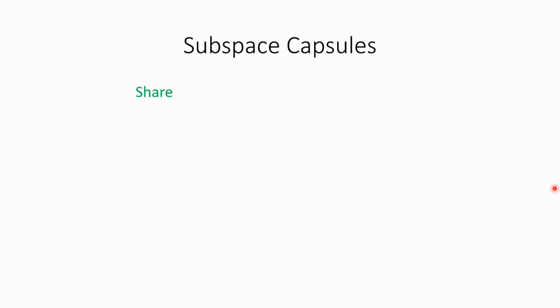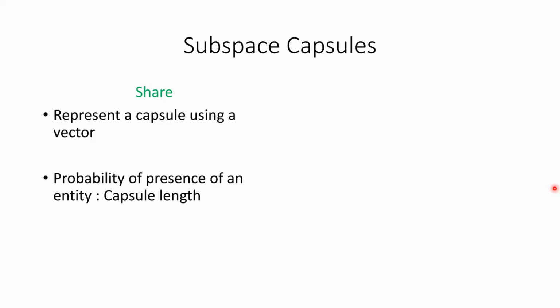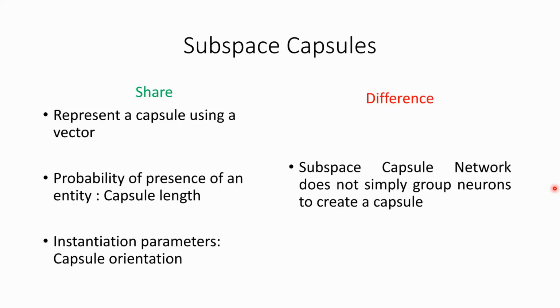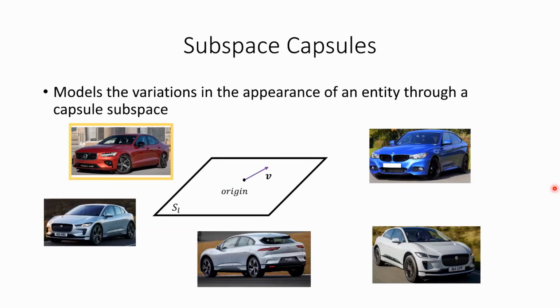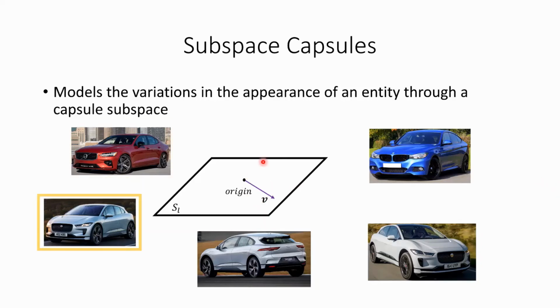Now we want to introduce the subspace capsules. In subspace capsules, we share the idea of representing a capsule using a vector. We also follow the principle of capsule networks, and we use the capsule length to show the score of presence of an object and also encode its properties in the capsule orientation. But what is different here is that we do not simply group neurons to create a capsule. What we do in subspace capsules is model the variation in the appearance of an entity using a capsule subspace. Then each sample can be represented using a vector in this subspace. So as you can see here, each sample is a vector in the learned subspace.